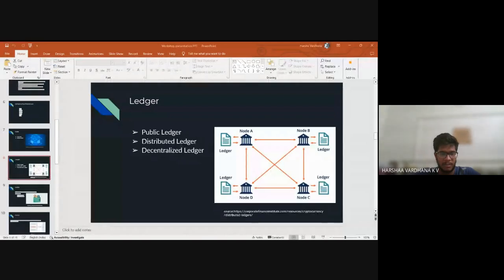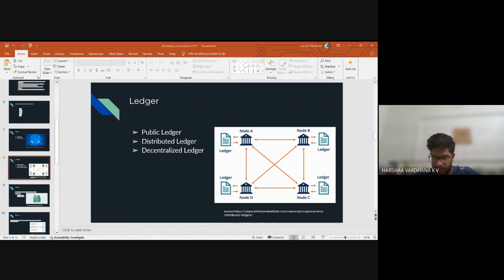So speaking of a public ledger, it focuses on accessibility, allowing anyone to view transaction details. As simple as that. This is a standard blockchain network. And moving forward, what is a distributed ledger? A distributed ledger involves spreading the ledger across multiple nodes to enhance security and reliability. As simple as that.